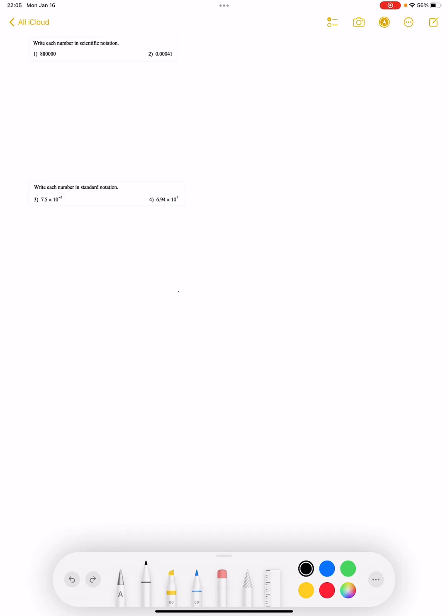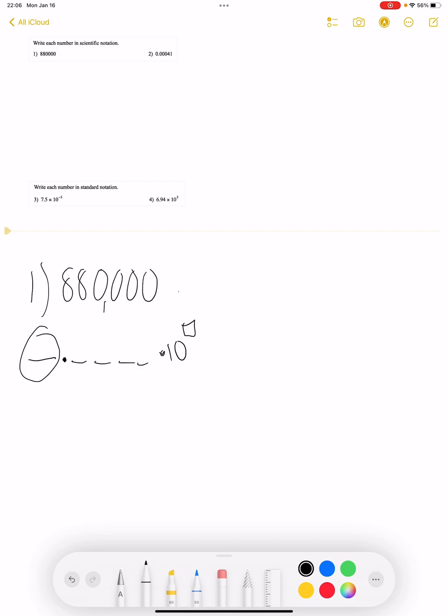Okay, so here's just a reminder on how to write numbers in scientific notation. For number 1, we have the number 8 and then 4 zeros, so that's 880,000. The way we write this in scientific notation, remember, scientific notation is always going to be a digit and then a period, and then any number of other digits times 10 to some number, like this. Now you always need one and only one digit to the left of the period.